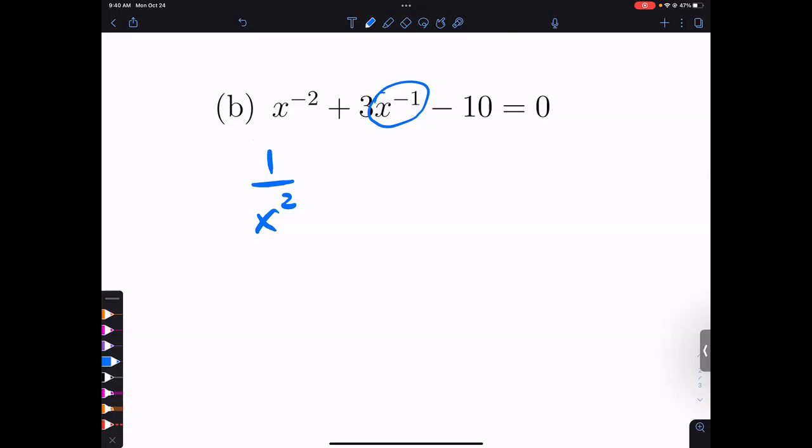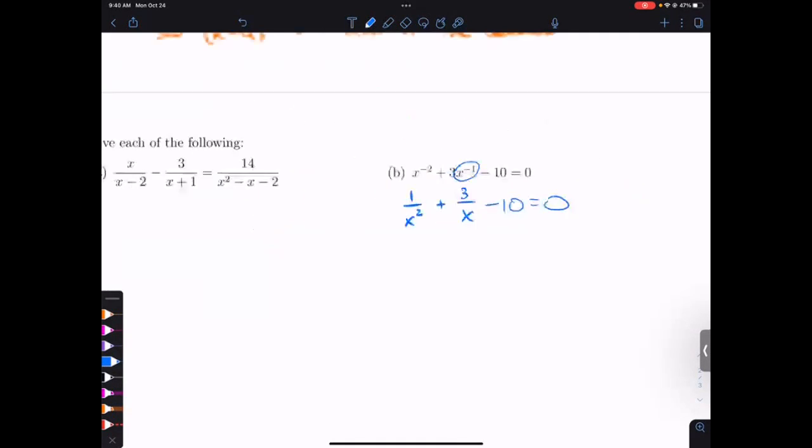X to the -1 is 1 over x. That's 3 times 1 over x, or 3 over x. The 3 doesn't move down because it's not, like, the whole thing to the -1, right? And then you can do kind of the usual thing, find the LCD, multiply through, solve, good to go.